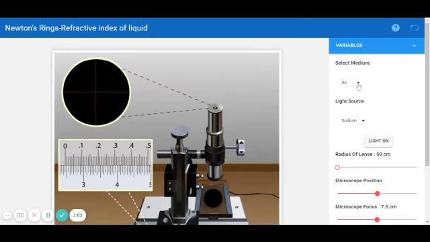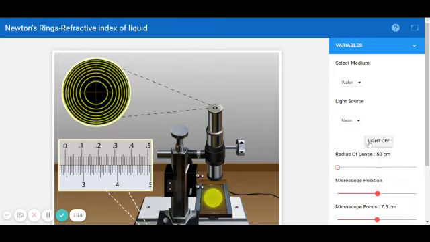Here I have chosen water as the medium and the light source is neon. Now light on, the concentric rings are seen in the traveling microscope.